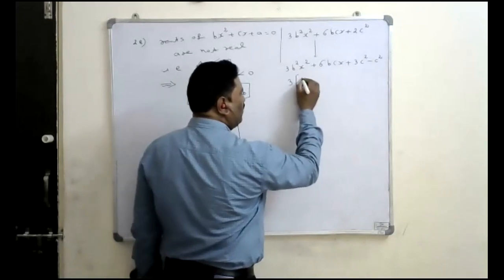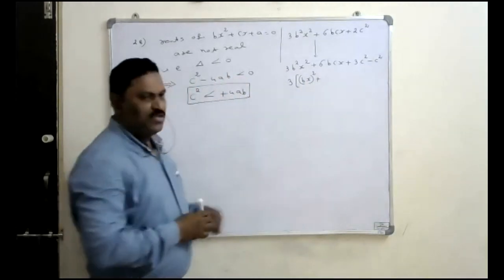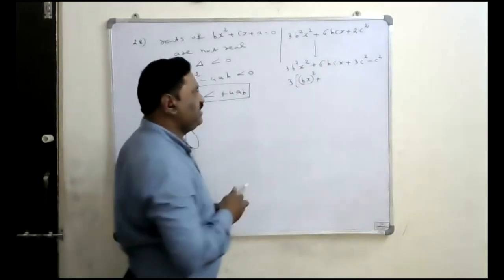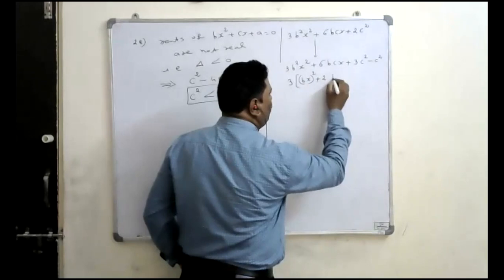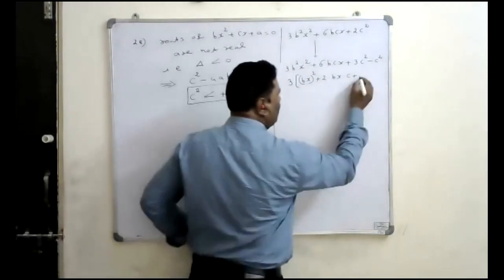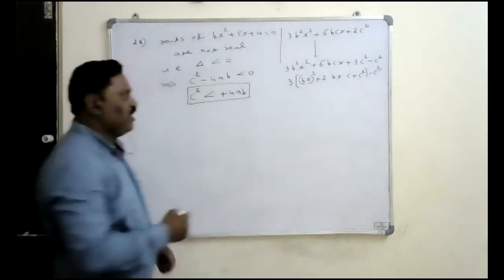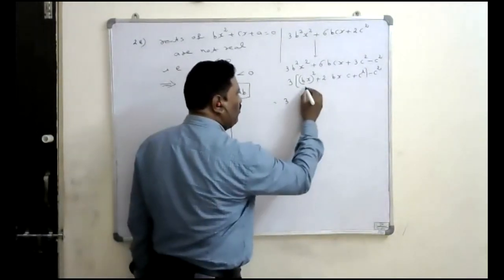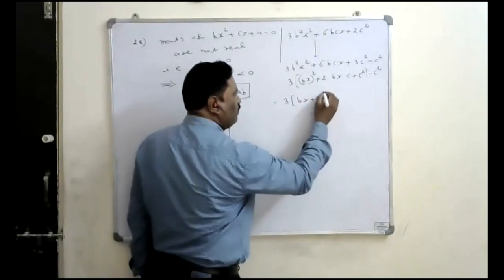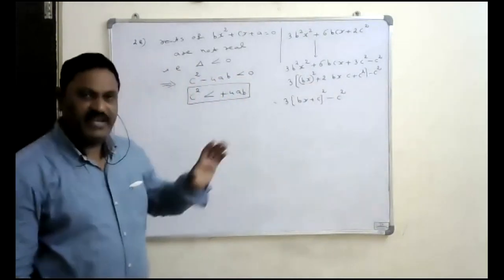Take the 3 common. Then b square x square is equal to (bx) whole square. Plus, if I take the 3 common from the next term, you get 2 times bcx, that is 2 into bx into c. Plus c square, and then minus c square will be there. Understand? Now, that is equal to 3 times (bx plus c) whole square minus c square. So this is the given expression.